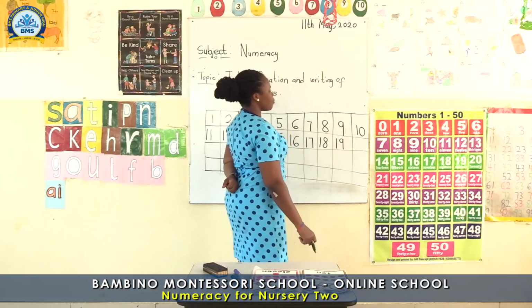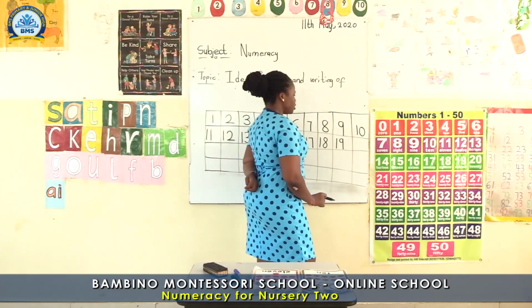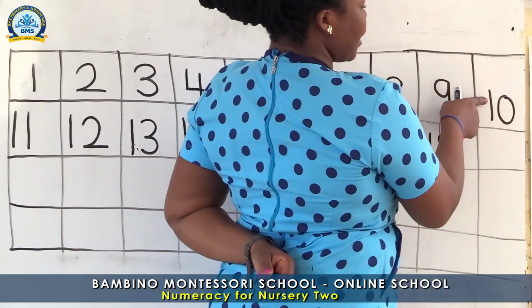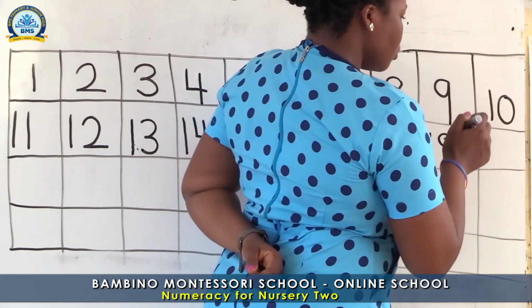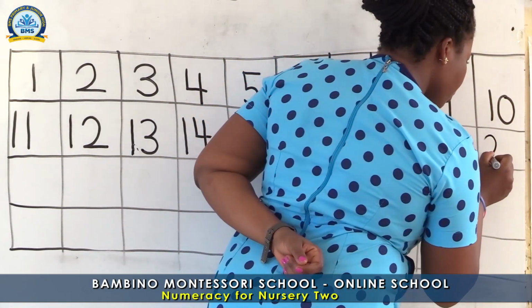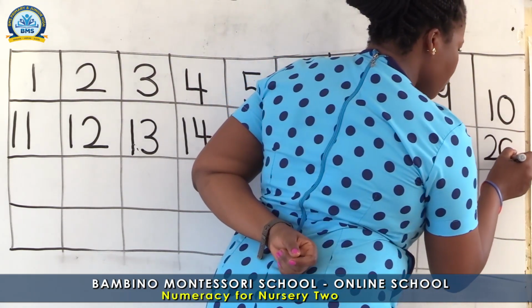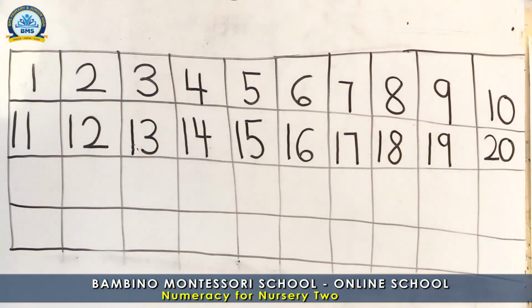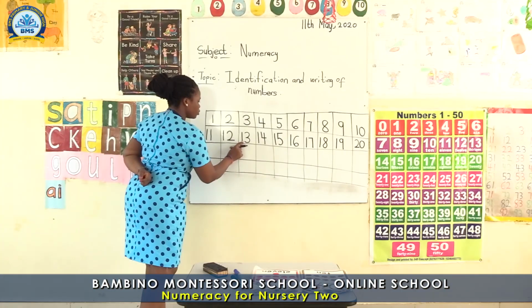Now, from 19, what number do we go to? We go to 20. Good. So what number is up here? 1. From 1, you go to what? 2. So you write your 2 here. Then you bring the 0 down to get the number 20. Good. You are super kids. Wonderful kids. Now let's continue.